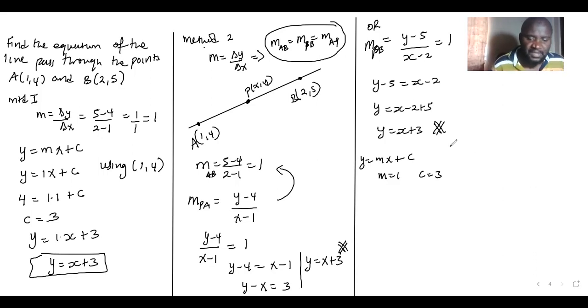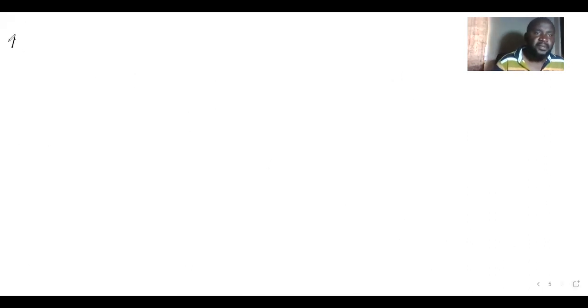We have some 12 minutes left. In these 12 minutes, let's have a look at what we call the double intercept equation of a line. And we shall stop at that. Let me use a new page. The double intercept equation of a line.